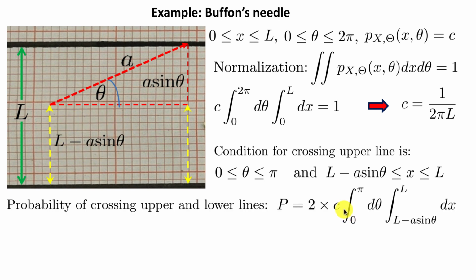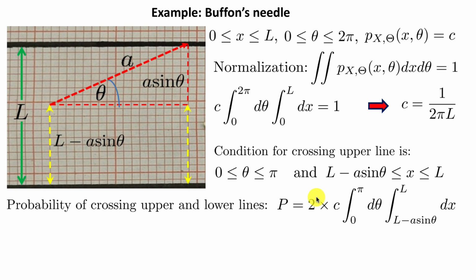So what we need to do is to integrate the probability density for all values of x that lie between L minus a sine theta, this is the lower limit, and the top limit, which is L, and integrate over all values of theta from 0 to pi. This is p, which we can pull out of the integral. This 2 over here comes about because we're just considering the upper line. What about the lower line? Well, the lower line will be crossed with equal probability as the upper line.